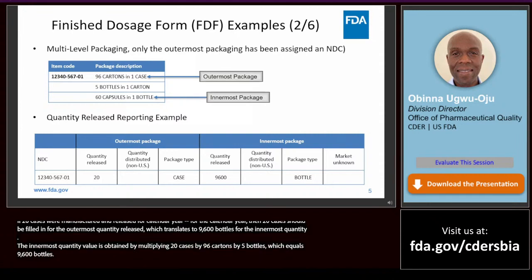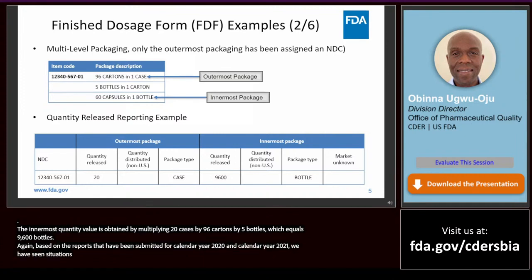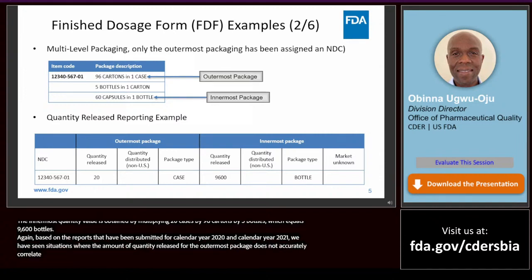Again, based on the reports that have been submitted for calendar year 2020 and calendar year 2021, we have seen situations where the amount of quantity released for the outermost package does not accurately correlate to the innermost quantity based on how the NDCs were listed in e-drawlers.